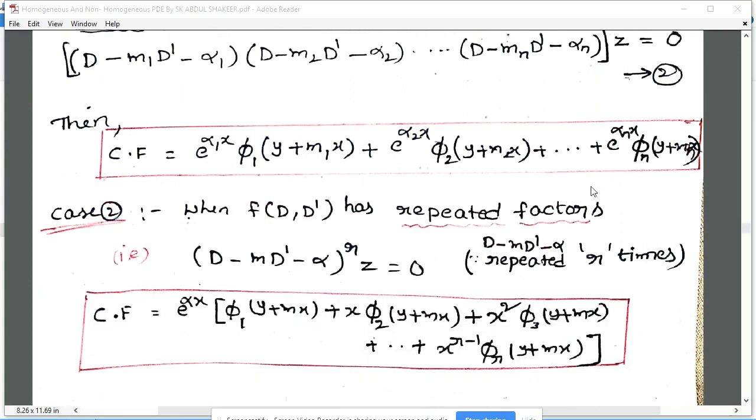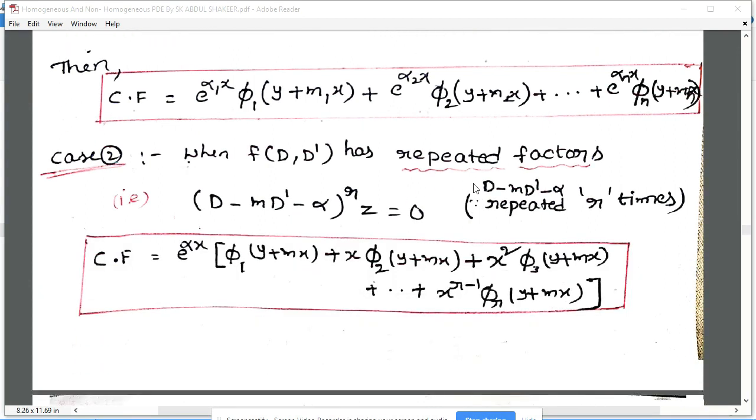Suppose it has repeated linear factors, that means D minus m D dash minus alpha is repeated r times. Then we write it the same as above, just taking the extra terms, that is 1, x, x square, x cube and so on, and e power alpha x is taken out as common.